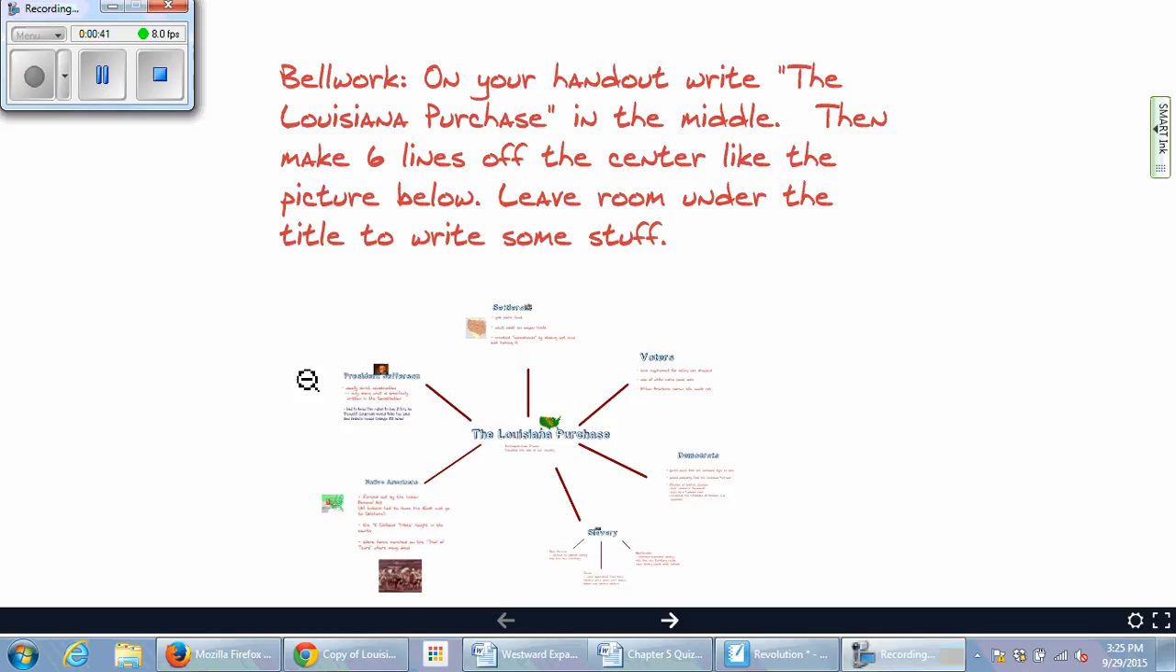Also on your paper, imagine that your paper ends up here and over here. Leave some room to write, so you don't have to make these spokes really long. It looks longer on this, but just do them a little short. So write Louisiana Purchase, leave space, and do six short spokes. Notice some of these are bigger, so leave a good bit of space. You can go ahead and pause the video and do that now.